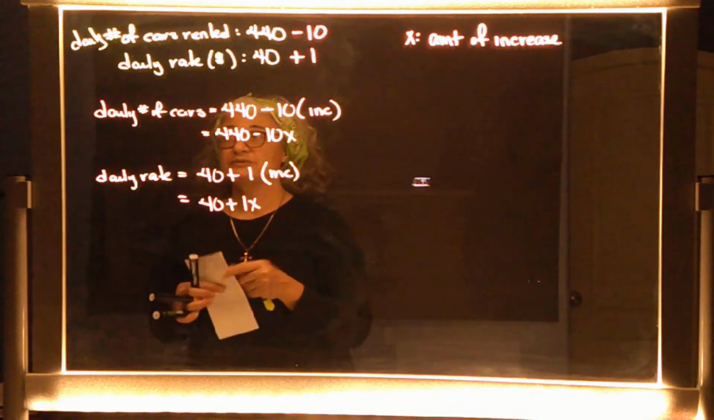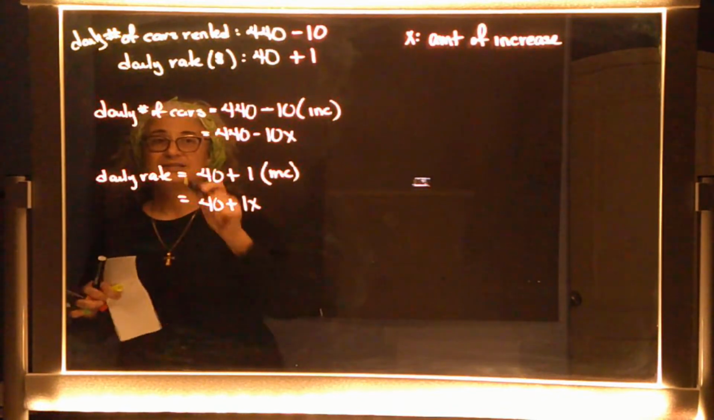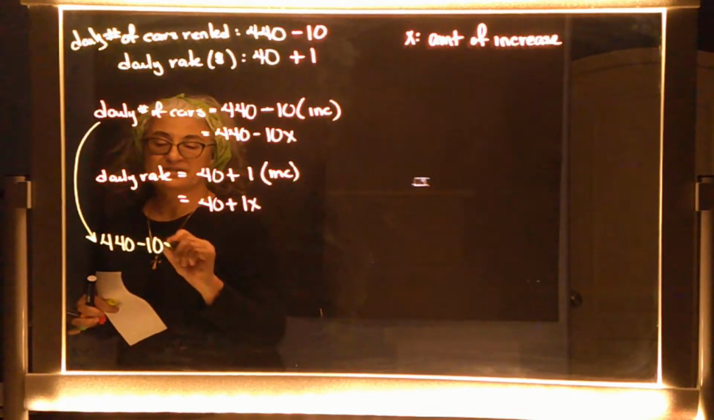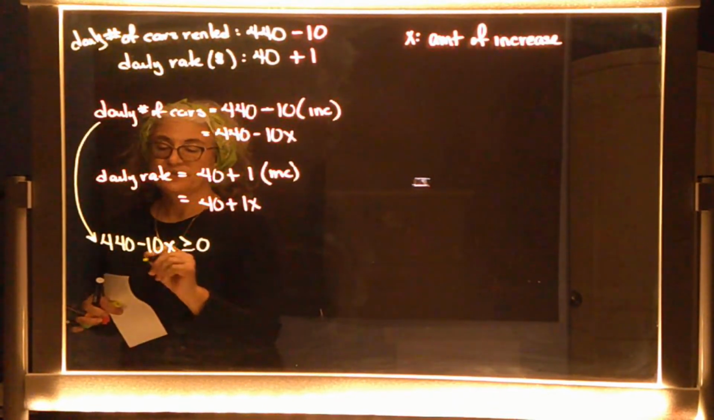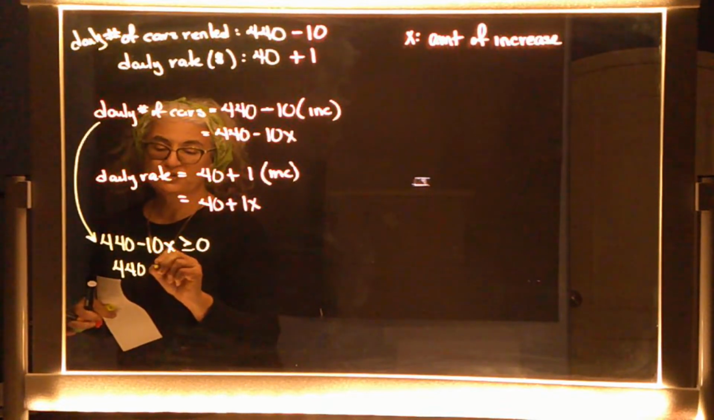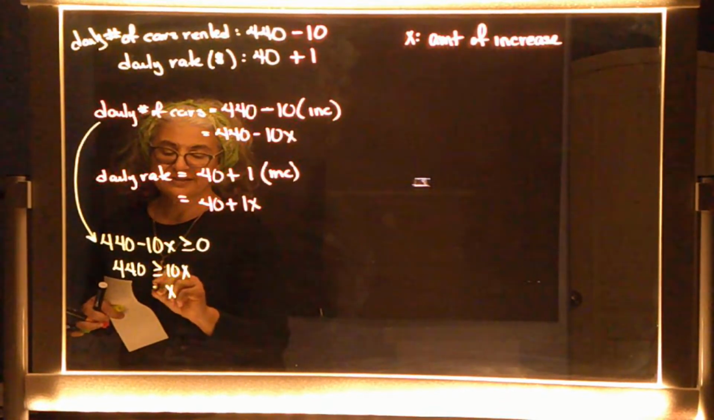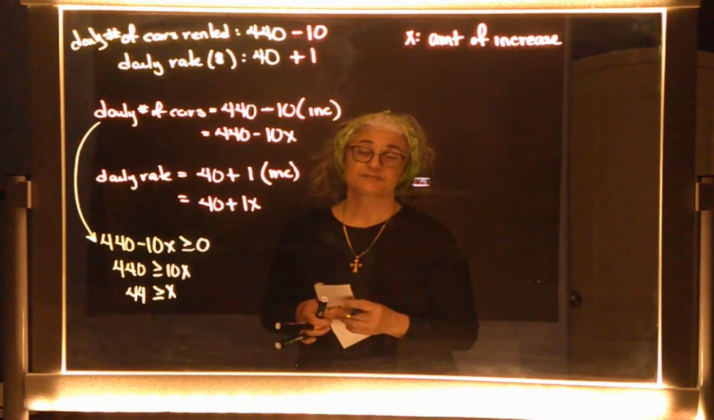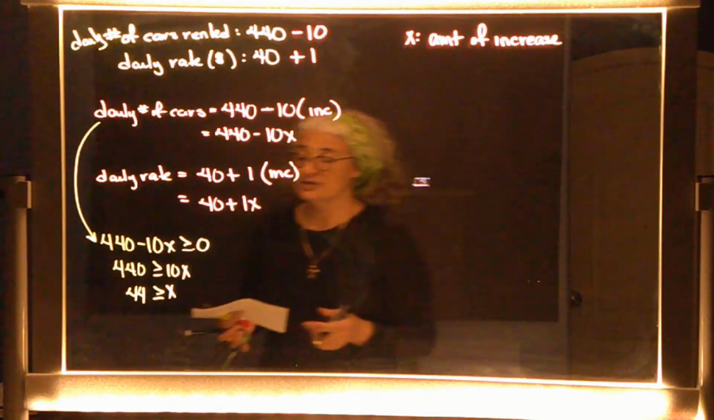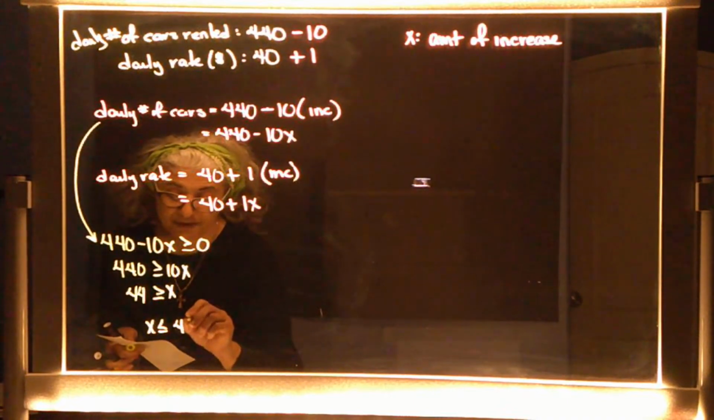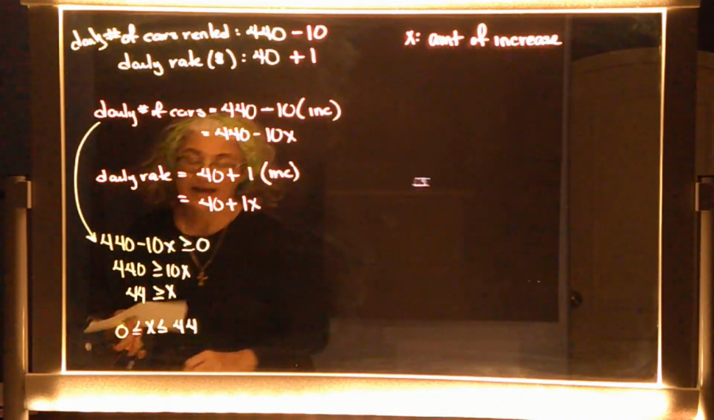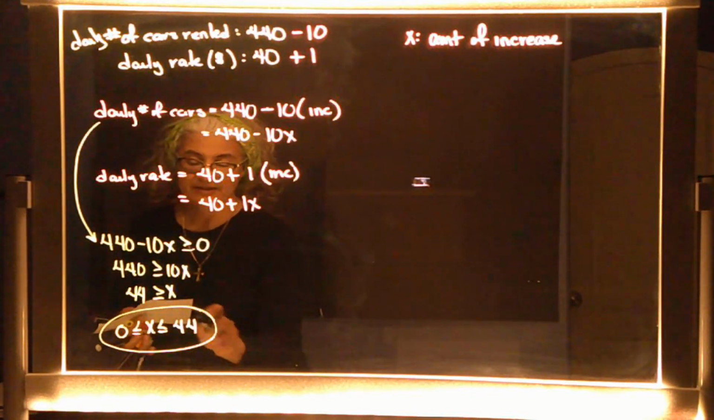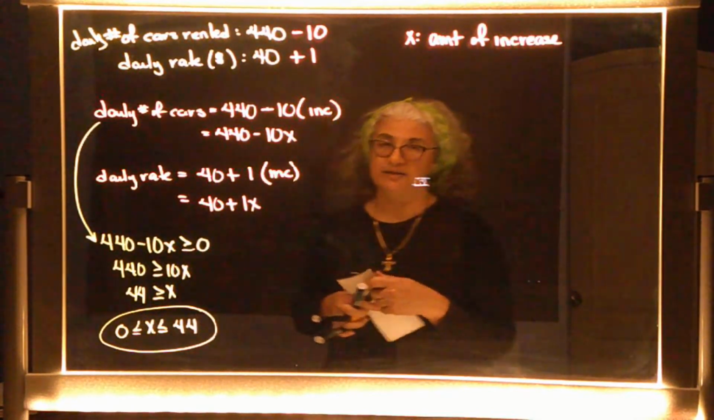I need to make certain that the daily number of cars, which is found by this equation, is greater than or equal to 0. And when I do this, it shows me that X has to be less than or equal to 44. Which kind of starts giving me a domain to work with. X has to be less than or equal to 44, but at the same time, you can't have a negative amount of increase, can you? So this is basically the domain I'm going to be working with. So I'm just going to keep that in the back of my mind a second.